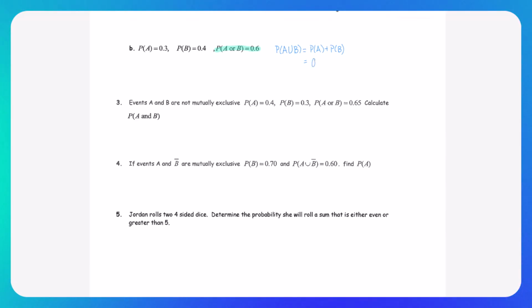So we're going to put in 0.3 plus 0.4. Now that equals 0.7, and 0.7 does not equal 0.6. So in this case, these are not mutually exclusive events. So they can occur at the same time. In other words, if we looked at the Venn diagram of these two events, we would see something like this, where there is an overlap here.